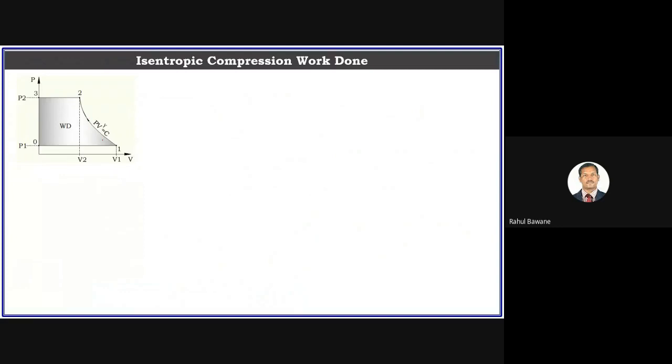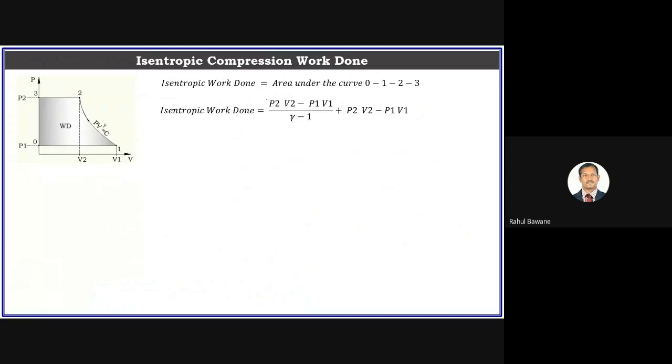If we follow the isentropic compression, then our net work done will be this black shaded area. Again, the same way, isentropic work done will be the area under 0, 1, 3, this black shape. But during calculation, we have to consider the area under this curve, plus the area under this vertical rectangle, minus the area under this horizontal rectangle. So we get the equation P2 V2 minus P1 V1 upon gamma minus 1, because we are following isentropic compression, plus vertical rectangle P2 V2 minus horizontal rectangle P1 V1.